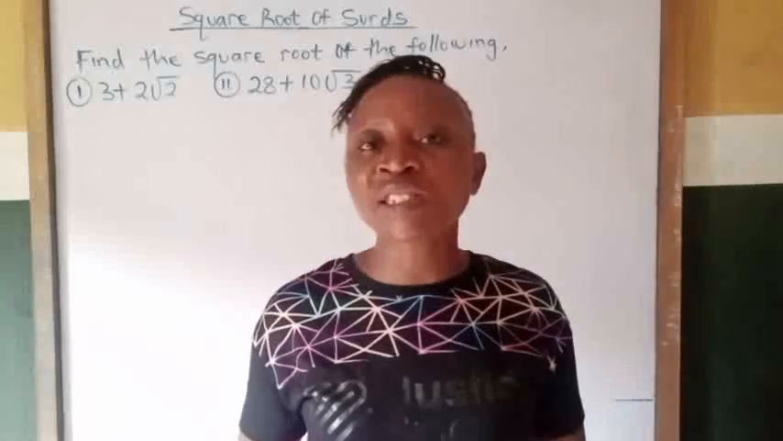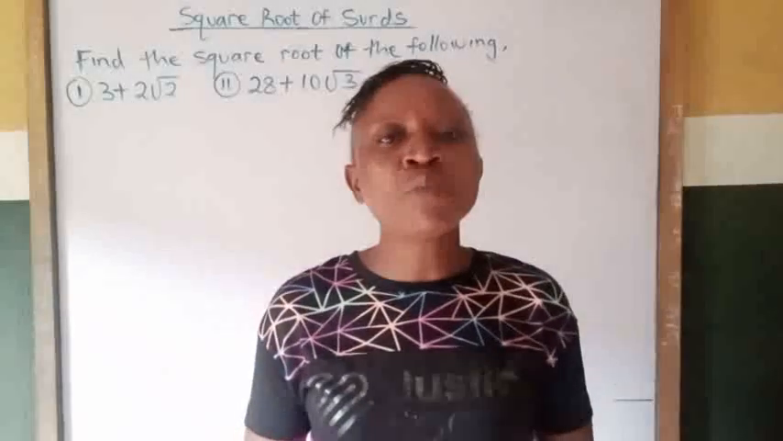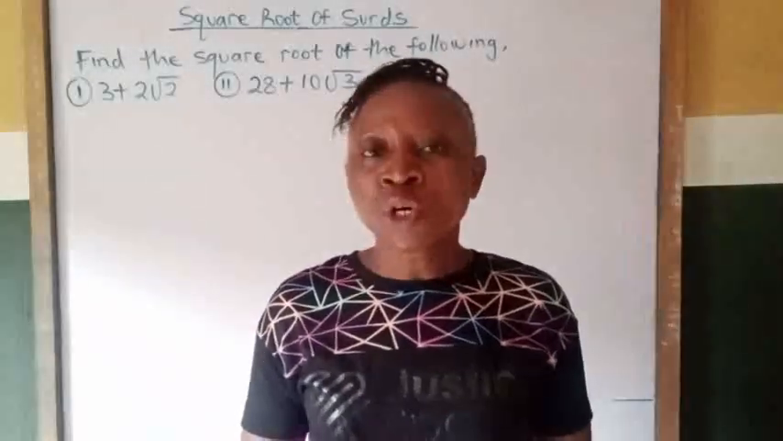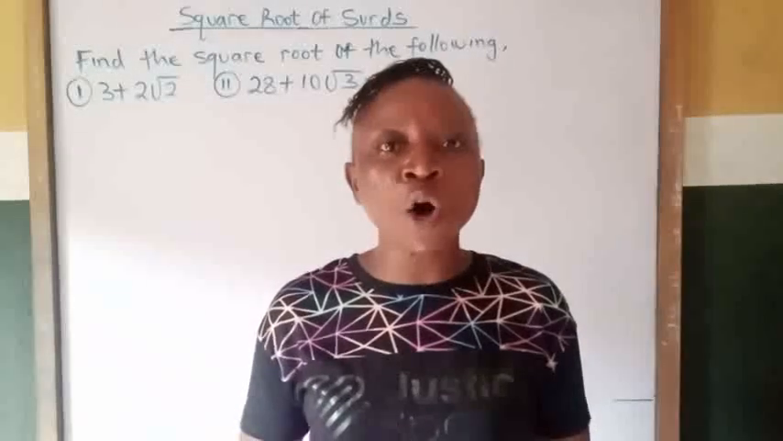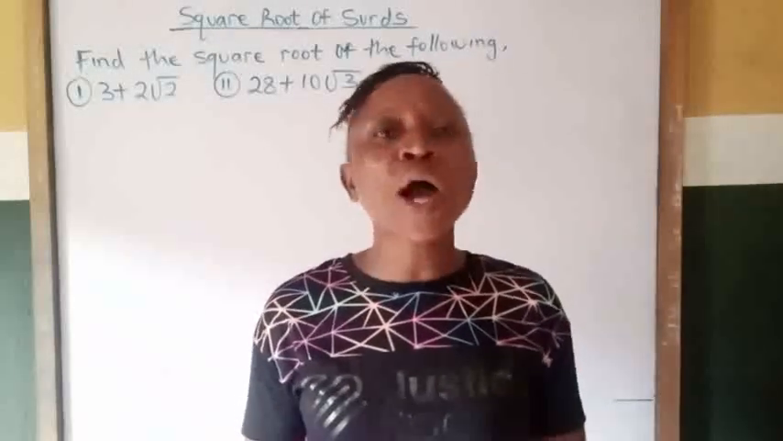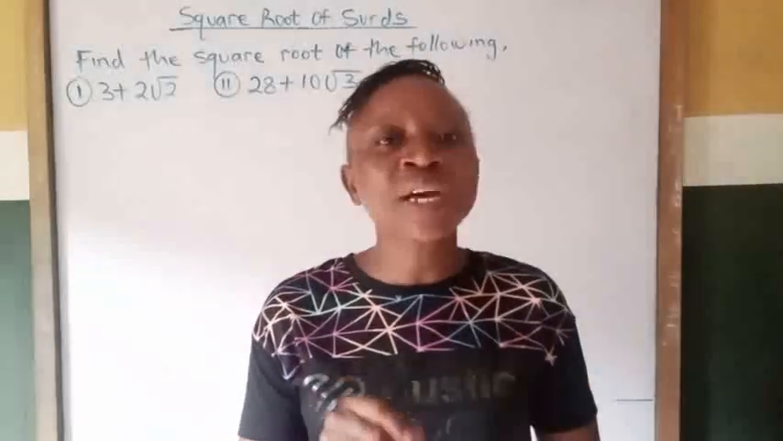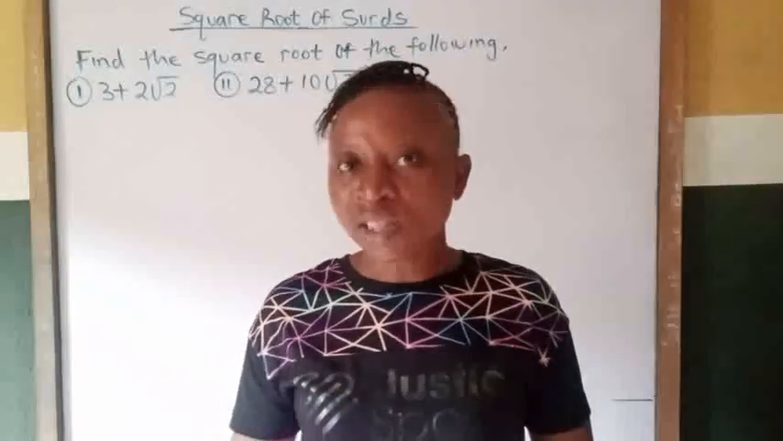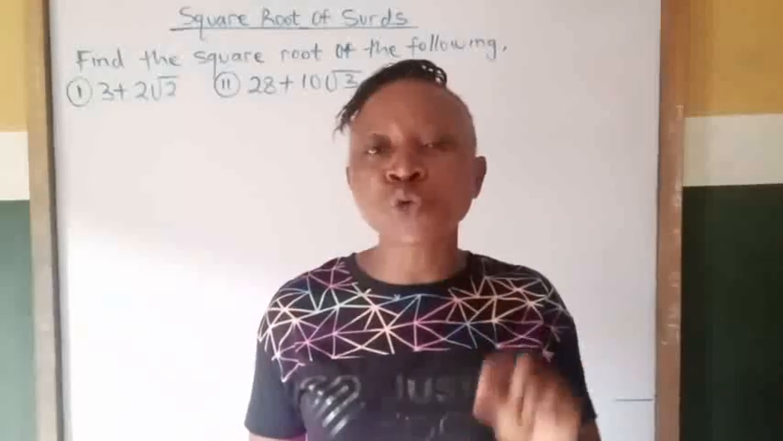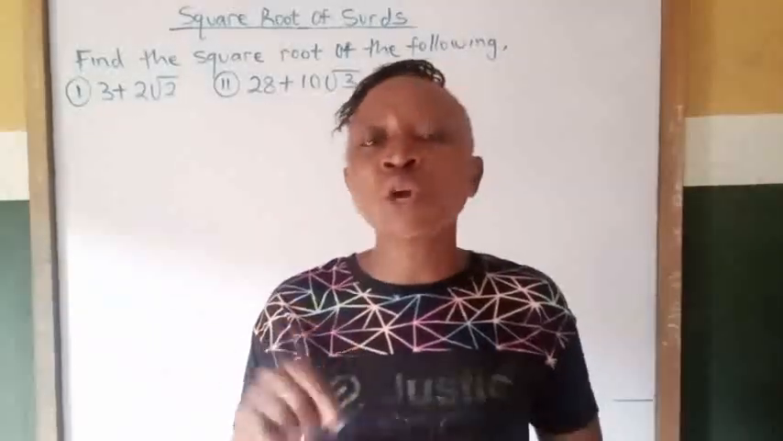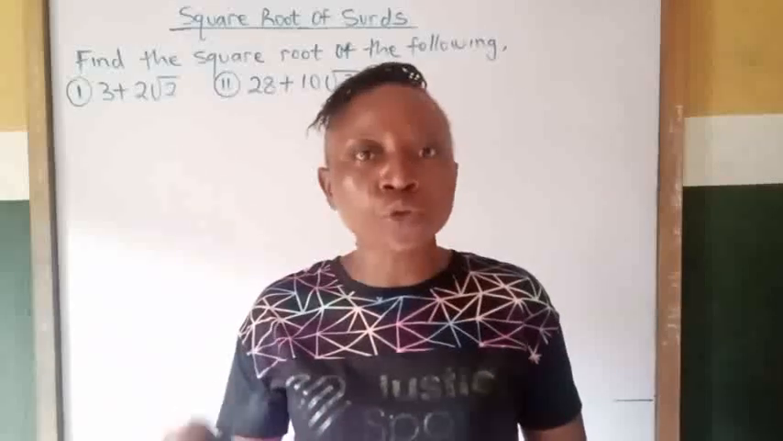When you are asked to calculate the square root of SURD, your answer must also be in SURD form. You must not leave your answer in form of decimal. And there is no way your question will not contain irrational numbers. The irrational numbers will give you decimal numbers. Now, to calculate the square root of SURD, you are going to equalize your question with unknown roots.